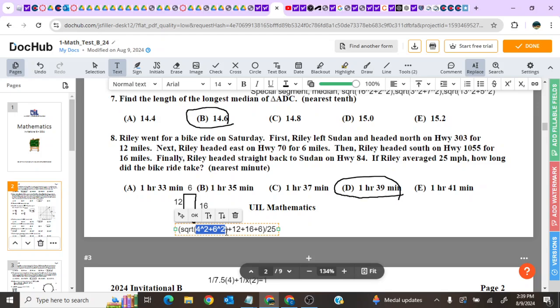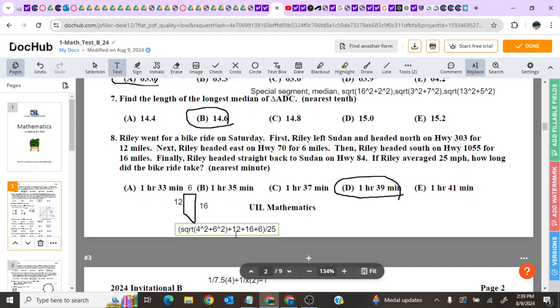Do that, add it to all the other sides. That'll get you how far she traveled. And now time is distance over speed. So divide it by your speed of 25 and you get 1 hour and 39 minutes.